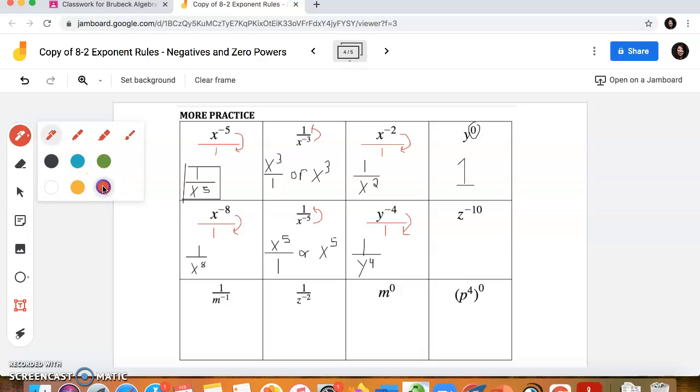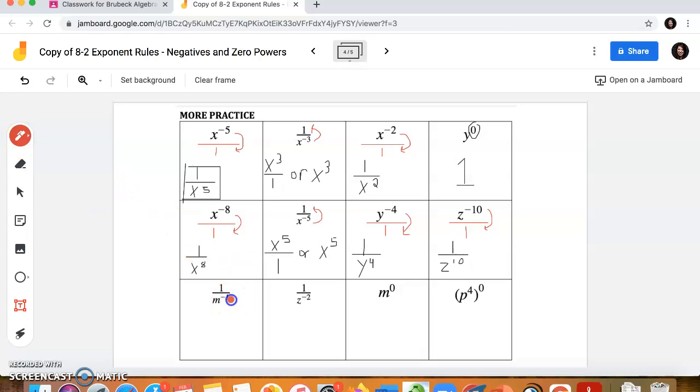We're going to do the same thing with the next problem. We need to add a line so we can bring it to the bottom. We're going to bring our z down. So our answer is we're going to have our line. Our z comes to the bottom. We raise it to the 10th power. And then we put a 1 at the top.